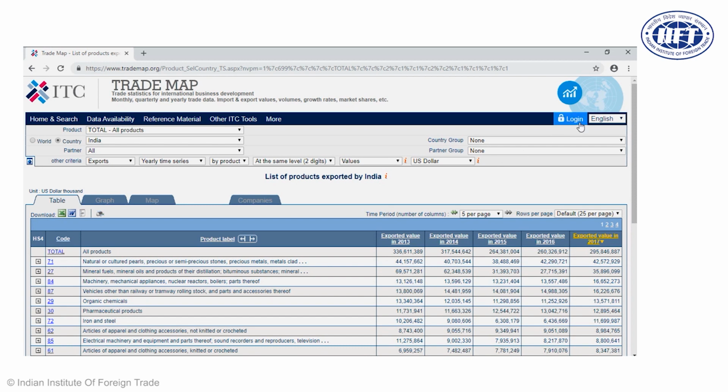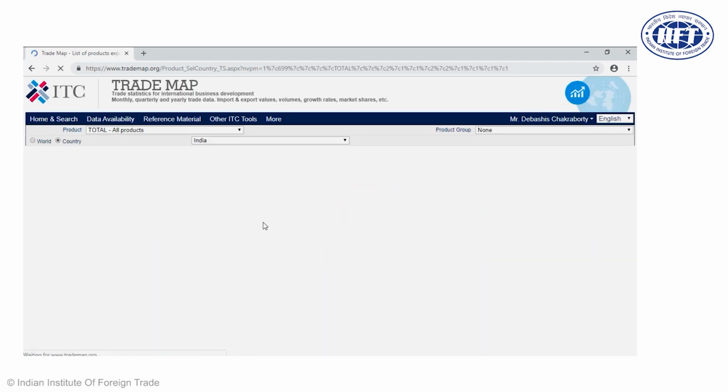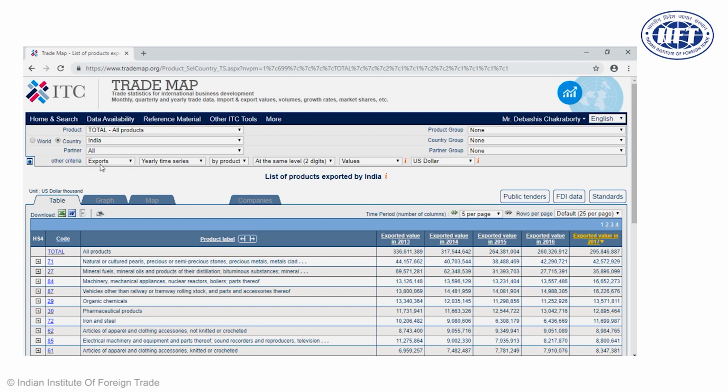If you click on login, then in case you don't have any user ID created at TradeMap, you can go for create an account and register now. As I have an ID already created, I just enter my user ID and password, and TradeMap would allow me to log in and use it. So we have India export. Now let me take one particular commodity and do the market identification analysis. We can get the data by product, by country, and by service.